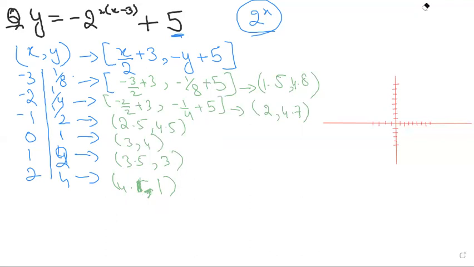Now, in order to draw, we don't need to use these blue coordinates. No, we need these green values, the values which I just ticked. I have to plot all these values in my graph. That will be my graph of this exponential function.